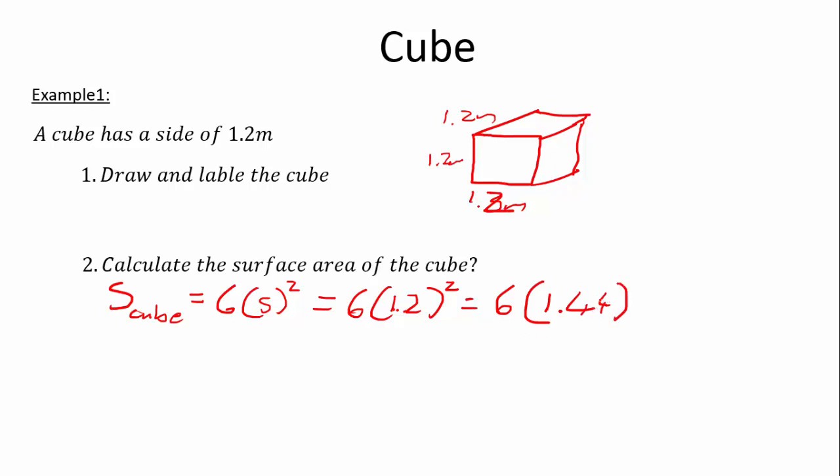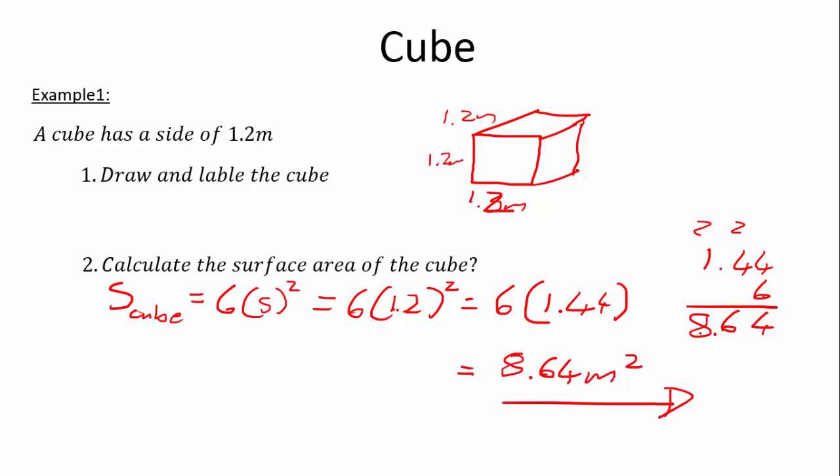What is 6 multiplied by 1.44? Don't be afraid to use your long multiplication. 1.44 multiplied by 6. What is 6 multiplied by 4? We know that 6 times 4 is 24. Add our 2. 6 times 4 is again 24, plus 2 is 26. 6 times 1 is 6 plus 2 is 8. We've got 2 decimal places. Make sure you practice your long multiplication if you don't know how to do that. We've got videos on that. That's 8.64 meters squared.